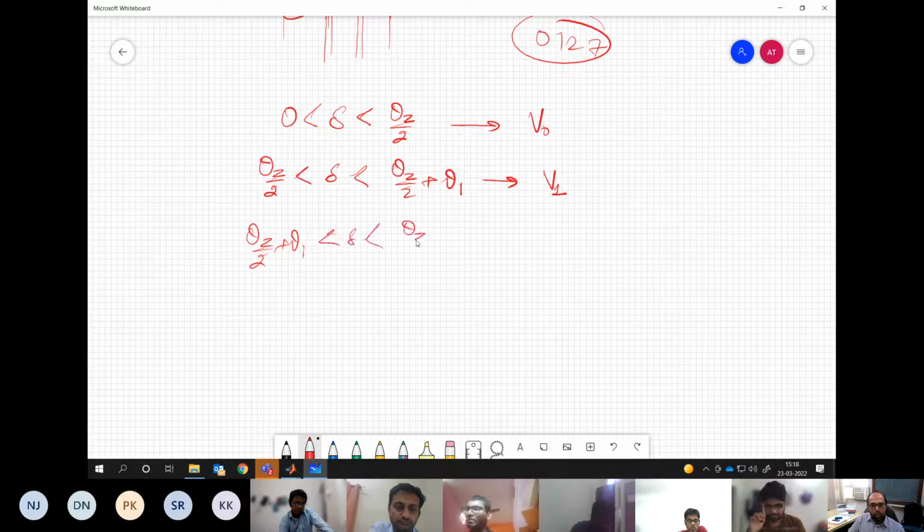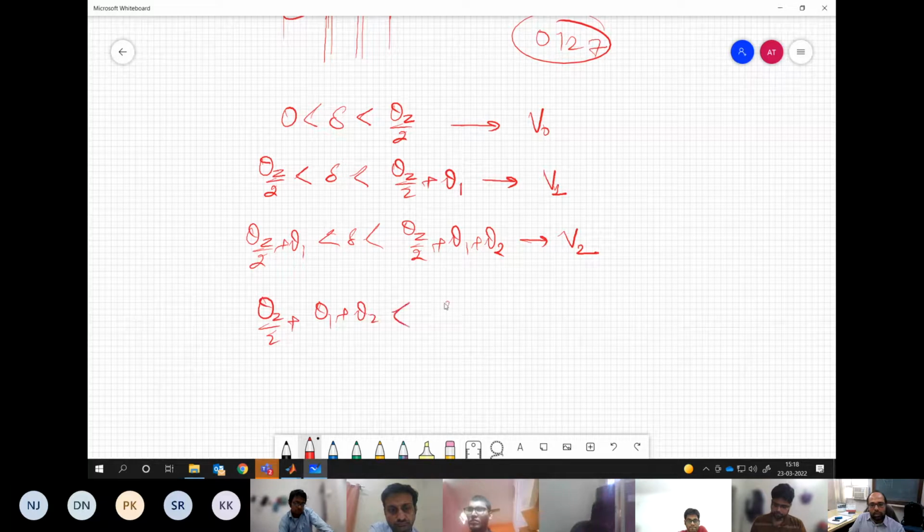When my angle is changing from theta z by 2 plus theta 1, from this point to this, I will apply V2. And when it is changing from this to the final value, which is delta sample, I will apply V7.